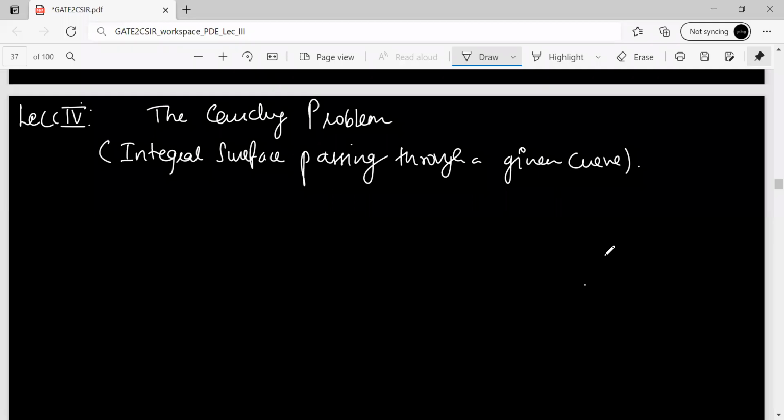So good afternoon. This is session 4 of partial differential equations, and in this session we will solve the Cauchy problem, that is, to find the integral surface passing through a given curve. That means we are given a curve and need to find an integral surface. So the Cauchy problem.